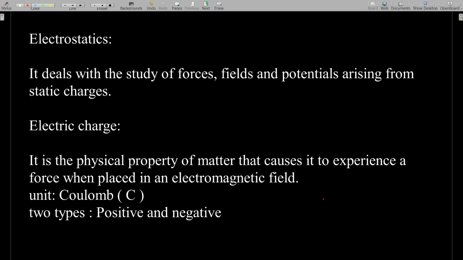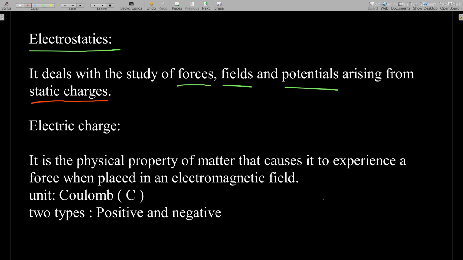Let's start. When you say electrostatics, what do we mean by electrostatics? I have a simple definition here. It deals with the study of forces, fields, and potentials arising from static charges. This word is very, very important. Static charges, meaning the charges we are dealing with are all static, meaning they are not moving.